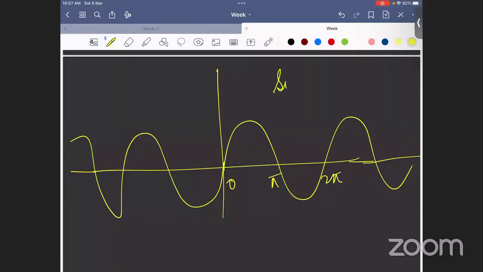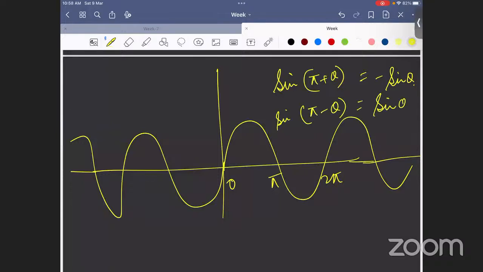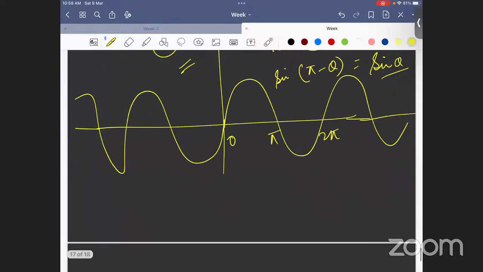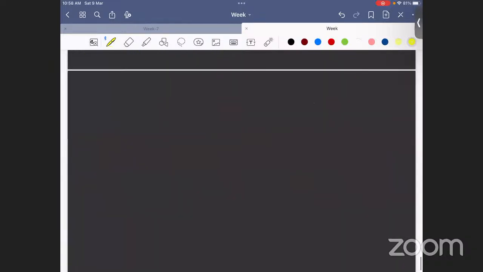And what is the doubt? Sine of pi plus theta is what? Minus sine theta, right? And sine of pi minus theta is sine theta. Sir, I have a doubt in 7.2, 10th question. This is the 10th question only, right? Or you're asking about this one? This is the 9th question. Okay, so the 10th is what?